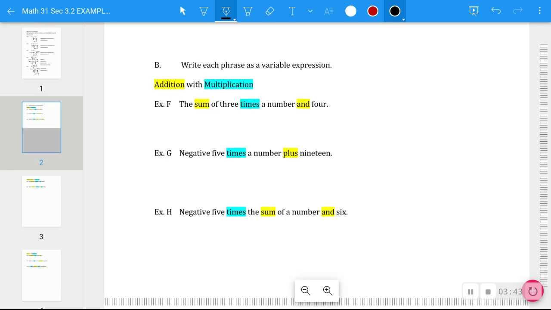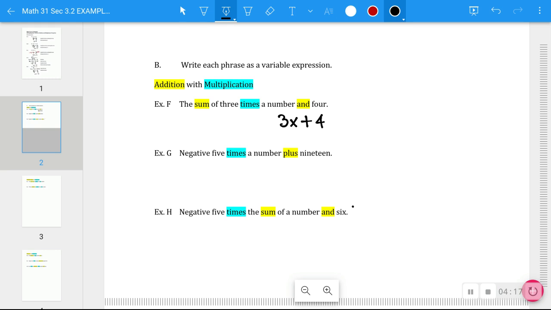Okay, the rest of this exercise is all about translating phrases, and so I'm going to try and organize it a little bit here for you and group the problems by type. This section involves multiplication and addition. I've highlighted the addition in yellow and the multiplication in blue. The sum of 3 times a number and 4. Sum means addition. And in front we have 3 times the number and 4 added to it.